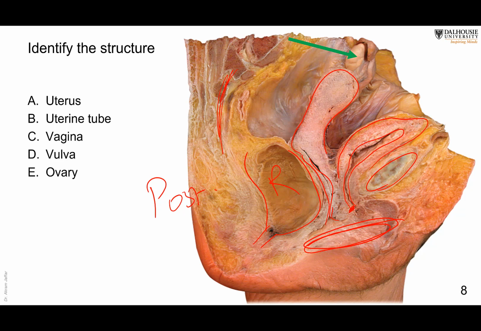So the marked structure is not the vulva. The vulva is the female external genital organs. It's not the vagina. It is not the uterus. Connected to the uterus here, this is the uterine tube. You can see the uterine tube, and the lateral end of the uterine tube is a little bit distended here, forming the infundibulum. And the infundibulum is very closely related to this almond-shaped structure, which is located posterior to the broad ligament, and this is the ovary. So the correct answer here is the ovary.